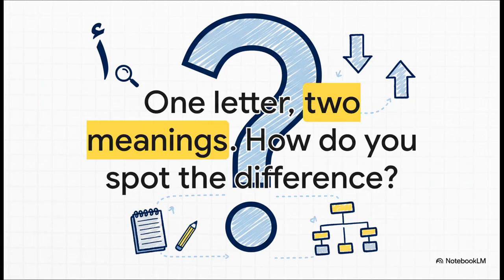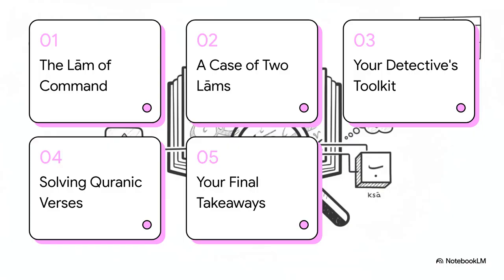Well, think of this little explainer as your personal detective's guide. We are going to build a simple, foolproof toolkit that'll let you tell these two lams apart every single time. I promise, by the end of this, you'll be cracking these grammatical cases like a pro. So here's our game plan. We'll start by profiling our main suspect, the lam of command. Then we'll introduce its tricky lookalike, build our detective's toolkit, and then put it all to the test on some real Quranic verses. Finally, we'll wrap up with the key takeaways. Sound good? Let's dive in.